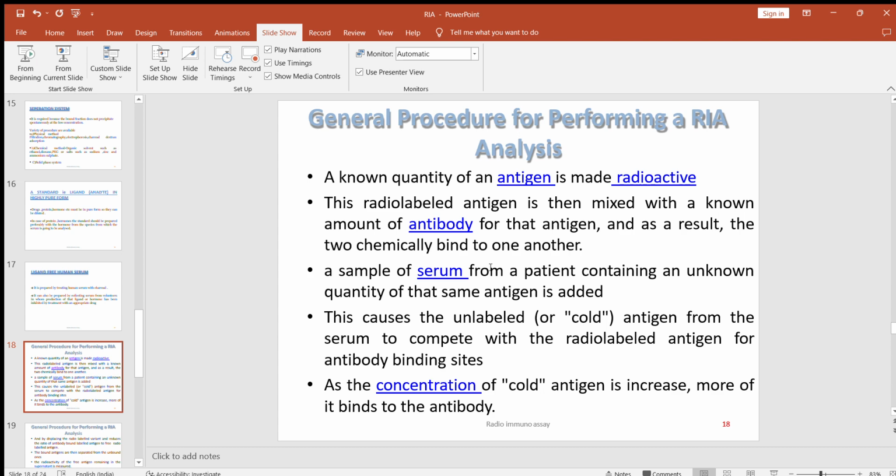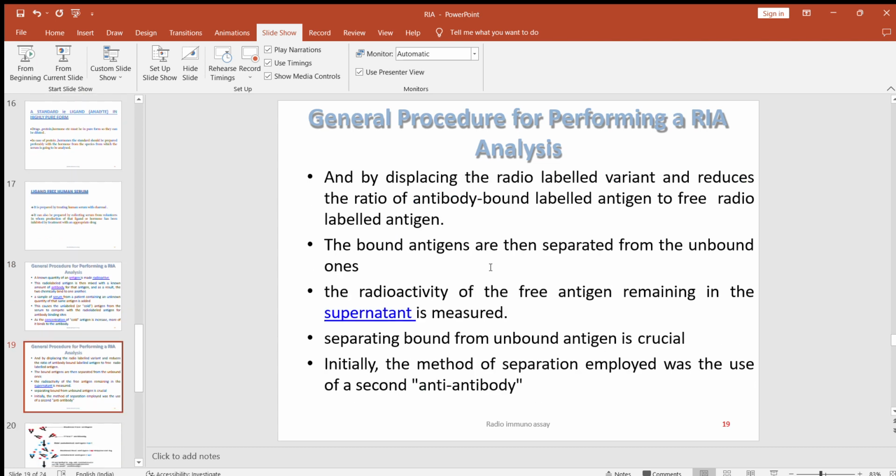site. As the concentration of the cold, that is unlabeled antigen increases, more of it binds to the antibody, displacing the radio-labeled variant and reducing the ratio of antibody-bound radio-labeled antigen to free radio-labeled antigen. The bound antigens are then separated from the unbound ones. The radioactivity of free antigen remaining in the supernatant is measured.